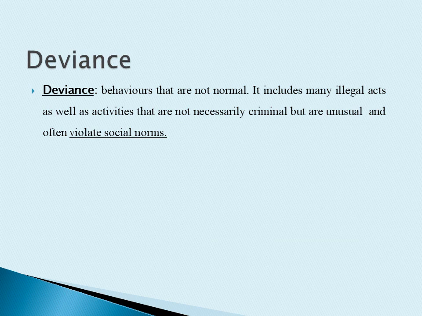Deviance. Deviants are behaviors that are not normal. It includes many illegal acts as well as activities that are not necessarily criminal but are unusual and often violate social norms. Deviance is also referred to as deviant behavior. It is a behavior that is sharply different from a customary, traditional, or generally accepted standard.